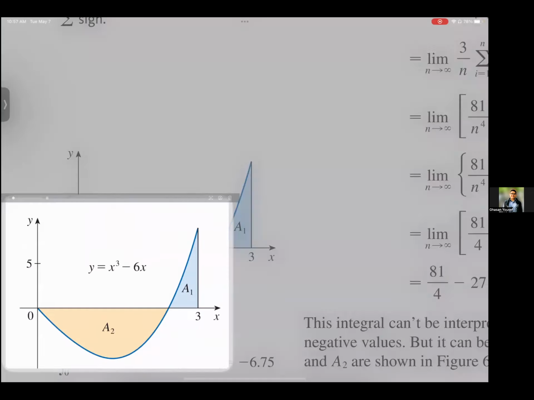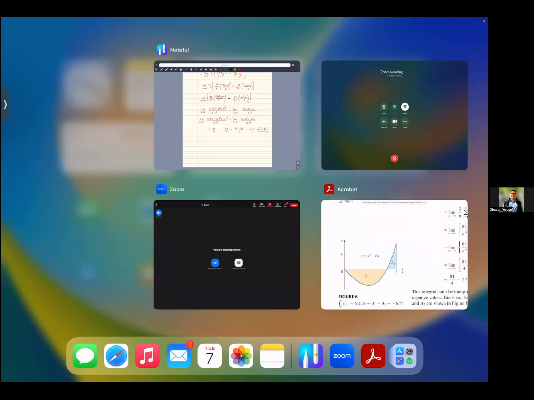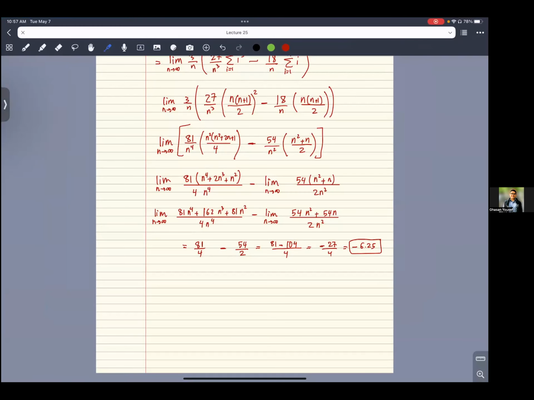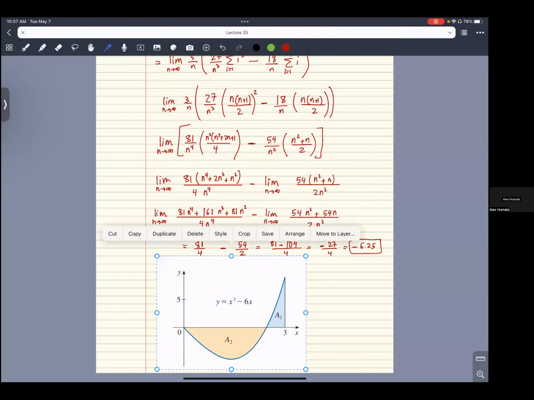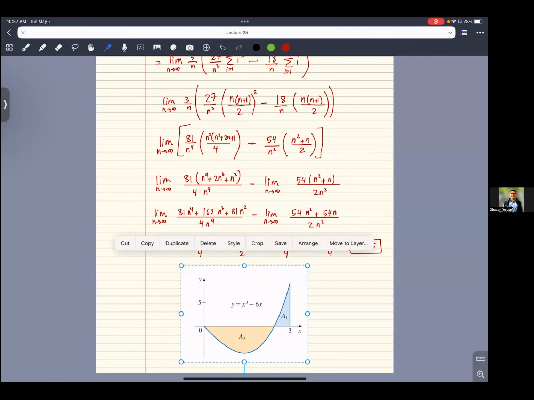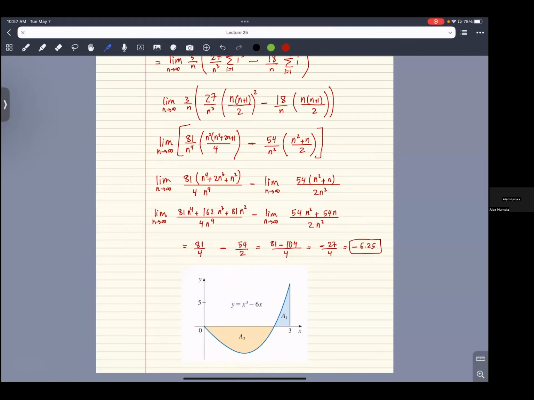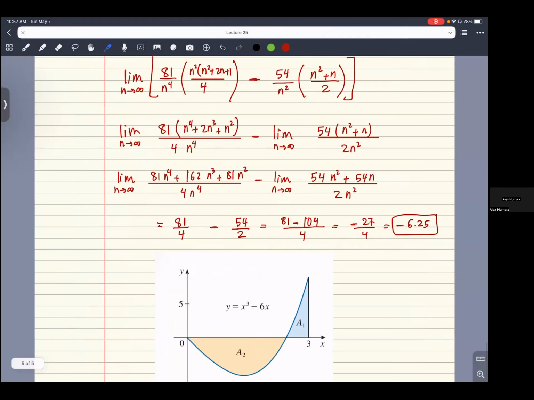So A2 here is greater than A1. A student asks: Professor, how do you get 104? Towards the end, where it's 81 and subtract 104. Which one? The one next to it.